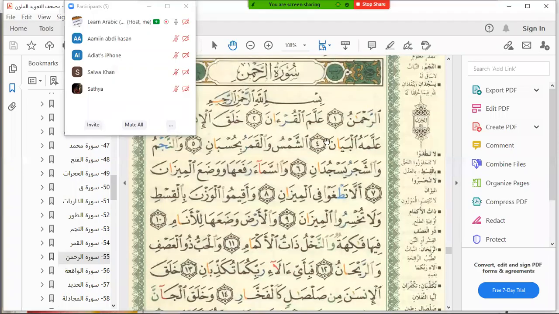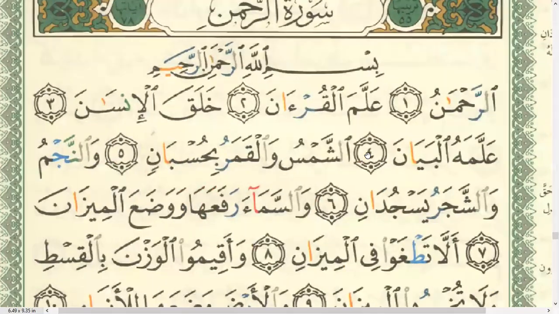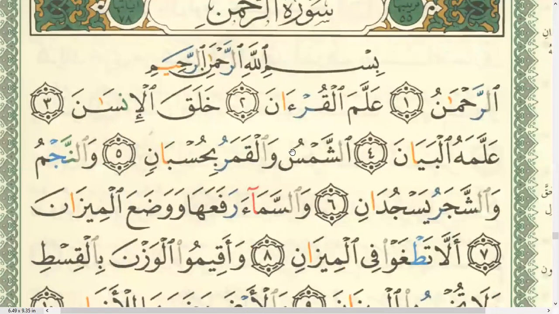So now we'll start سورة الرحمن. أعوذ بالله من الشيطان الرجيم. بسم الله الرحمن الرحيم. You already know the meaning of بسم الله الرحمن الرحيم.